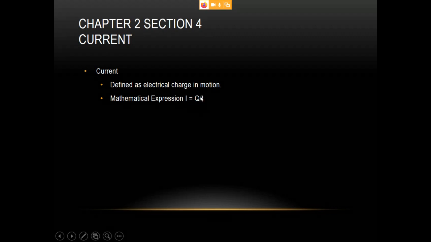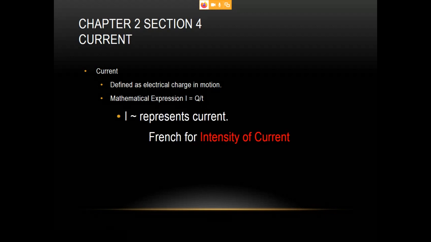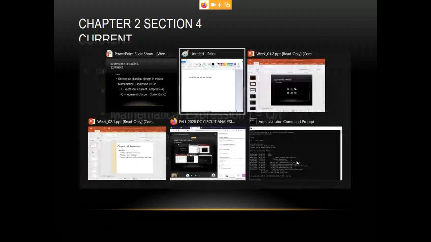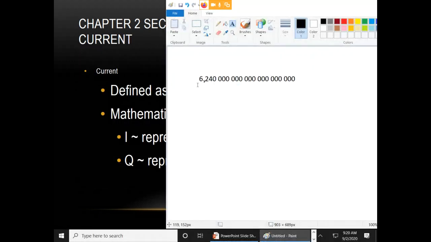And Q, you see there, is the charge, okay? And lowercase t is time. So current is mathematically defined as the amount of charge that passes a point in a given amount of time, specifically in 1 second. So again, I is for the intensity of the current. And the unit of charge is the coulomb. Remember coulombs, that was that number I had over here, right?